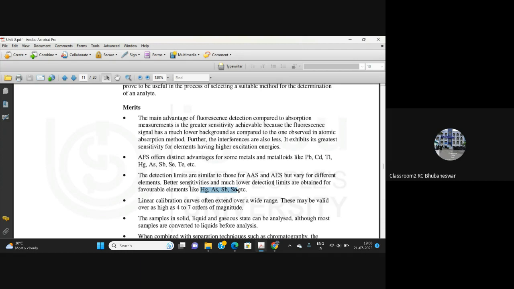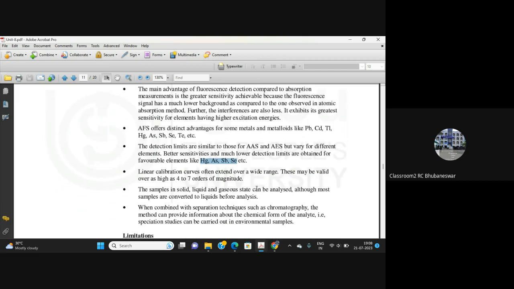So now from this you are clear that AFS, even though it is able to detect very small quantities, also prefers certain elements. It's not that it can sense all elements with a lower detection limit. There is a particular limit to everything.